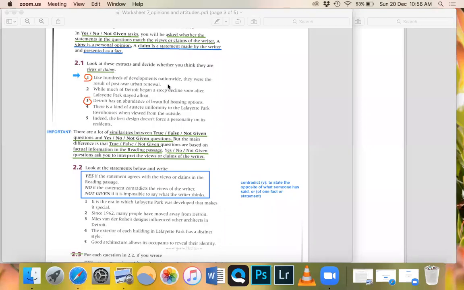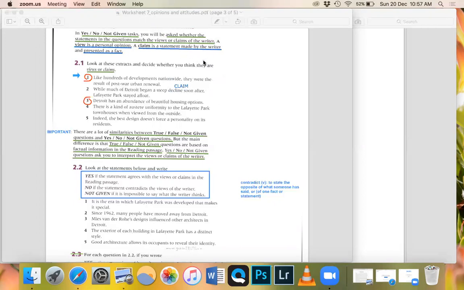Like hundreds of developments nationwide, they were the result of post-war urban renewal. So please type view or claim in the chat box. Does this sound like a personal opinion, or does it sound more like a fact? Yeah, this sounds like a claim to me. So they're presenting it as if it were a fact.